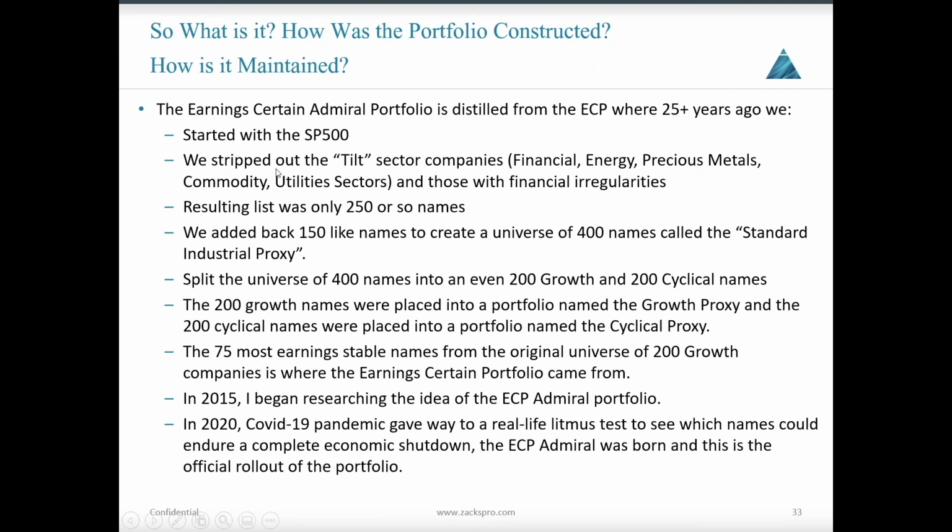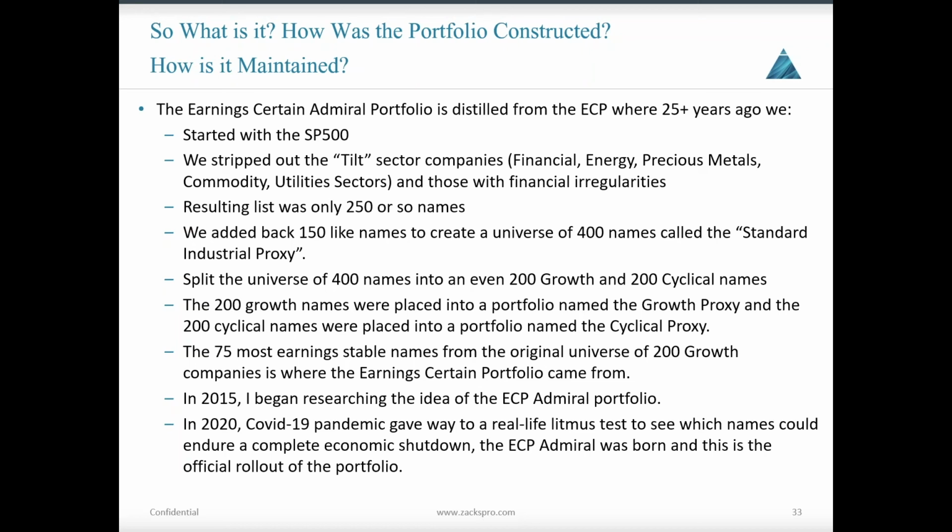So let's just talk really quickly about how it was constructed. 25 plus years ago, we started with the S&P 500. We stripped out all of the tilt sector companies. So anything that could be potentially correlated with changes in interest rates, like financials, energy names, precious metals, commodities, utility sectors. And we also took out any companies that had any sort of distortions related to discontinued operations, mergers, any sort of financial irregularities. Those were removed as well.